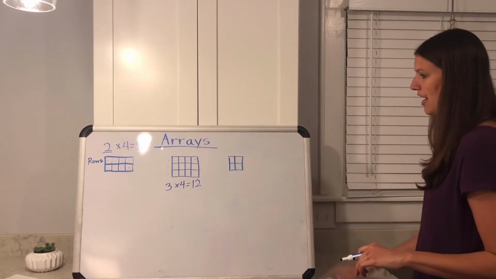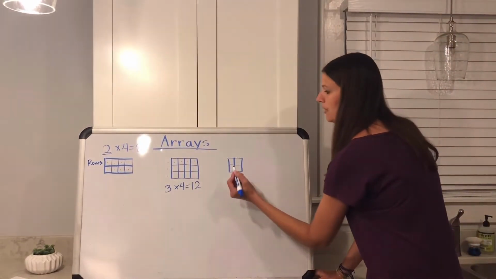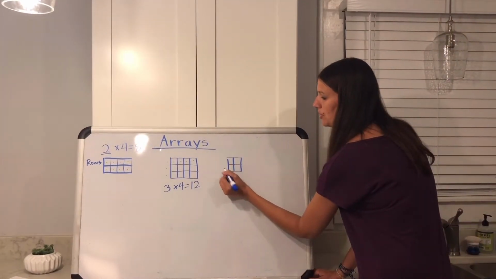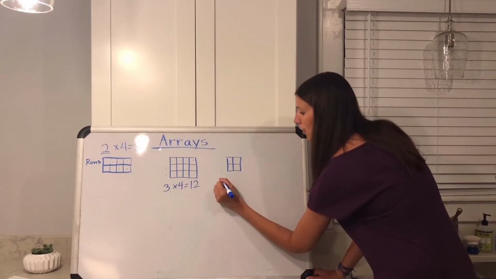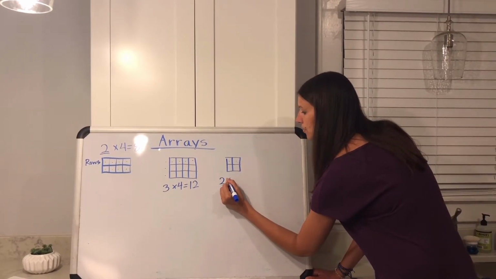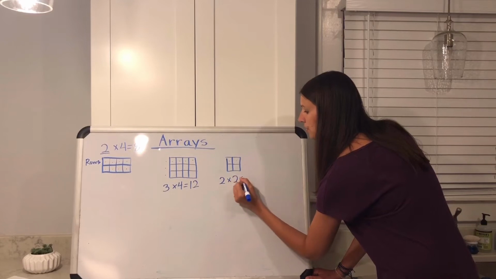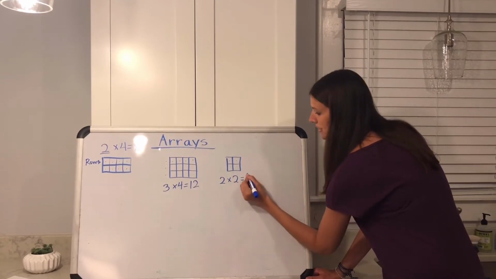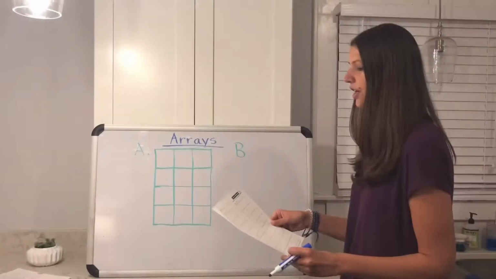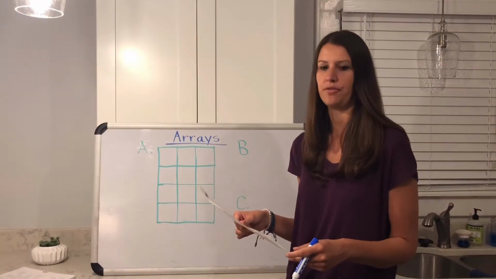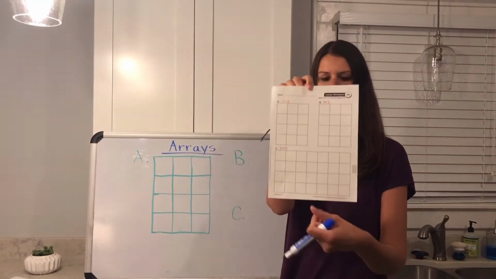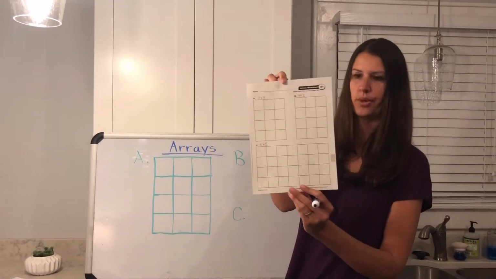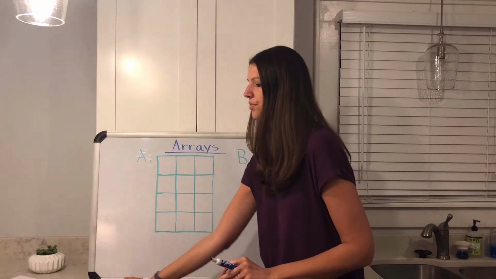Our last array that we have up here, we just have a small array. I have 2 rows, 1, 2, and I have 2 in each row, 1, 2. So my problem is going to say 2 times 2, and that of course equals 4. On lesson 121 for math, you have a worksheet that looks like this with these little grids of squares. And I'm going to talk about how to complete that paper.